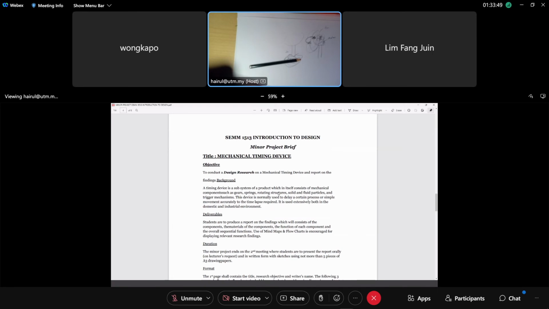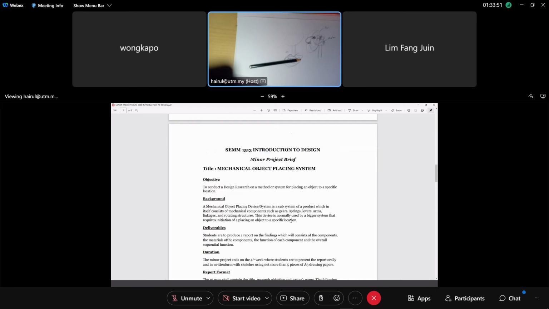Alright. Okay, the next title is Mechanical Object Placing System. What do you know by Mechanical Object Placing System? Any mechanism that places an object from one point to another point. Maybe it picks something and drops it here. Not just picking. Normally students go for toys, like a crane that picks a toy bird and then releases it. That one is too general. Something different, use your creativity, make it more interesting.